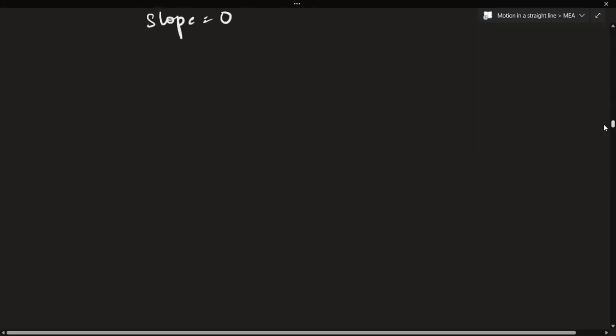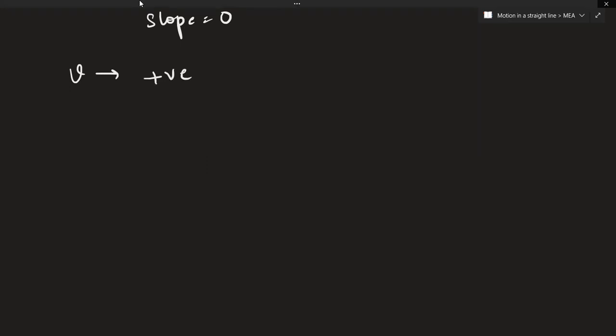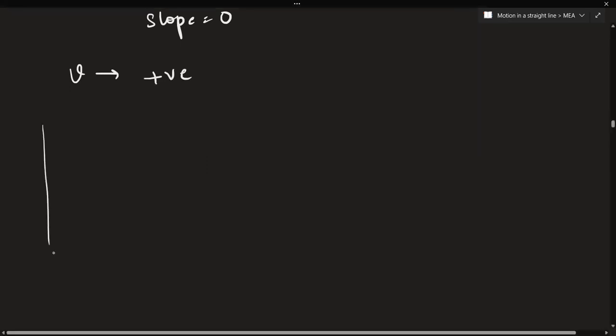Now how to depict it? If velocity is positive, because acceleration is 0, the graph will be like this: this is your time, this is the velocity. This will be the slope, 0 slope, parallel. See, this is parallel to the time axis.